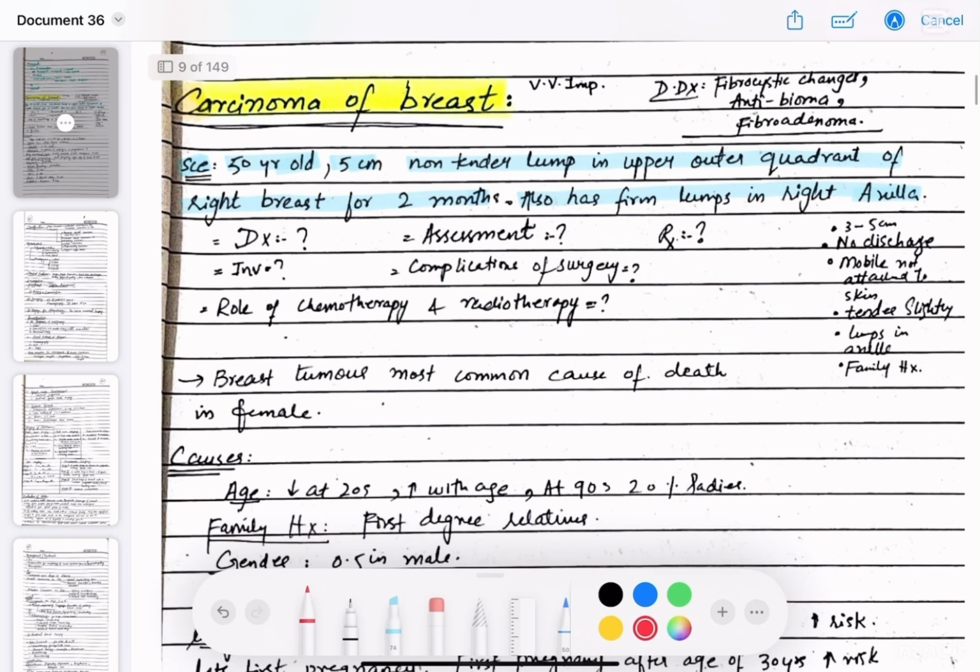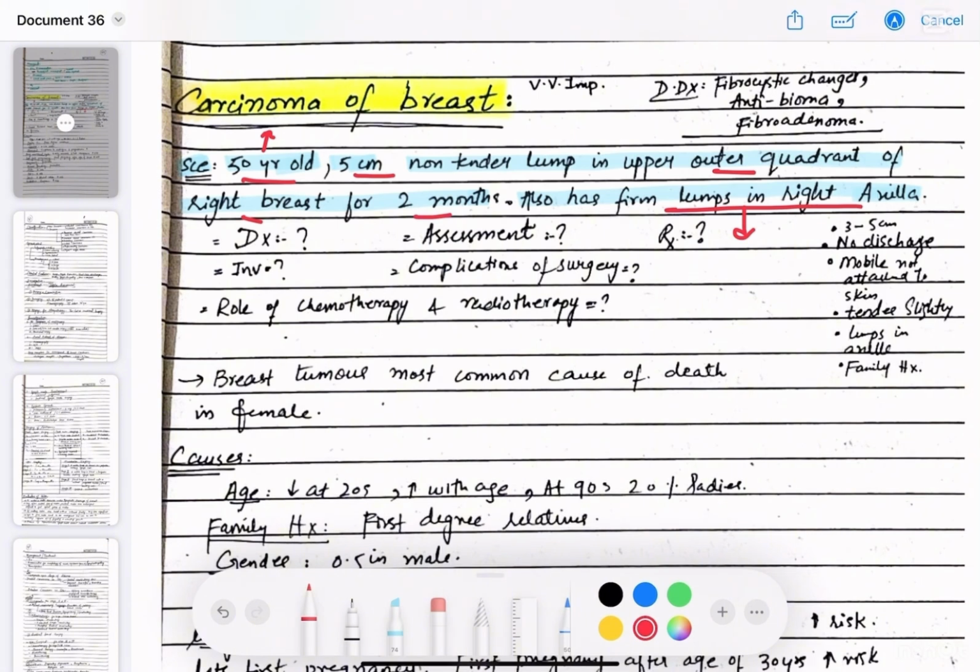So she is aged, okay, and the risk of carcinoma is increased in aged people. Then a 5 centimeter non-tender lump in the upper outer quadrant of the right breast for 2 months. She also has firm lumps in the right axilla. Okay, if there are firm lumps or lymphadenopathy present in the axilla, then this is the clue for carcinoma. So this is carcinoma of breast.